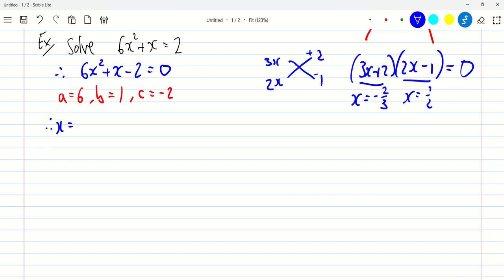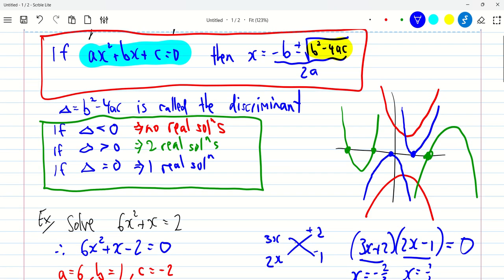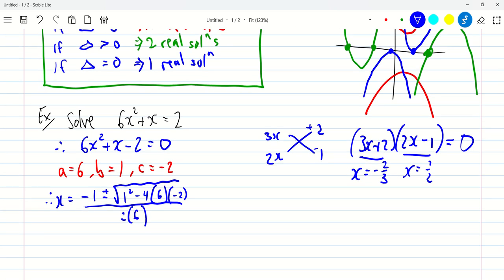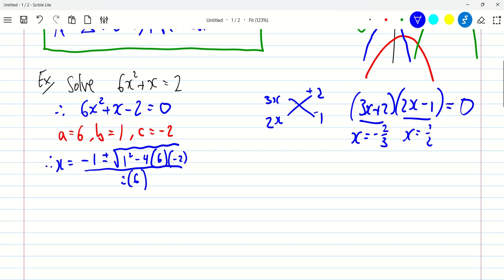So x is equal to negative b, so negative 1, plus or minus the square root of b squared, so that's 1 squared, minus 4 times a times c, all over 2a, so 2 times 6. Sorry about my squiggly square root there. So just remembering the formula there: negative b plus or minus the square root of b squared minus 4ac, over 2a.